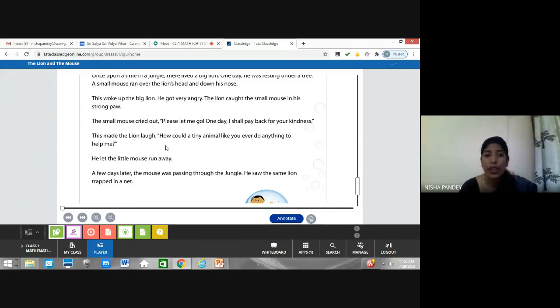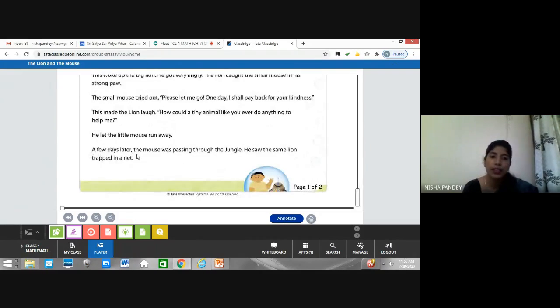So this made the lion laugh. And the lion started laughing. Ha ha ha. How could a tiny animal like you ever do anything to help me? Why did he start laughing? Because he thought, I am a big lion, I am the king of the jungle, and this tiny small mouse, how is he going to help me? Kaise karega ye meri madad? He let the little mouse run away. Aur usne use jaane diya, mouse ko.